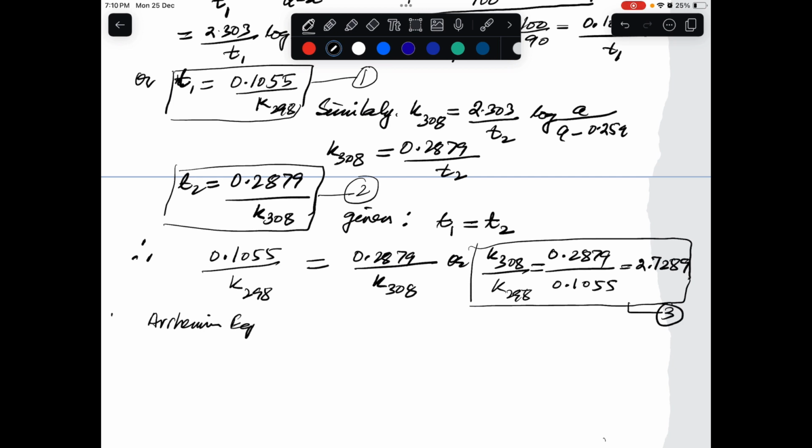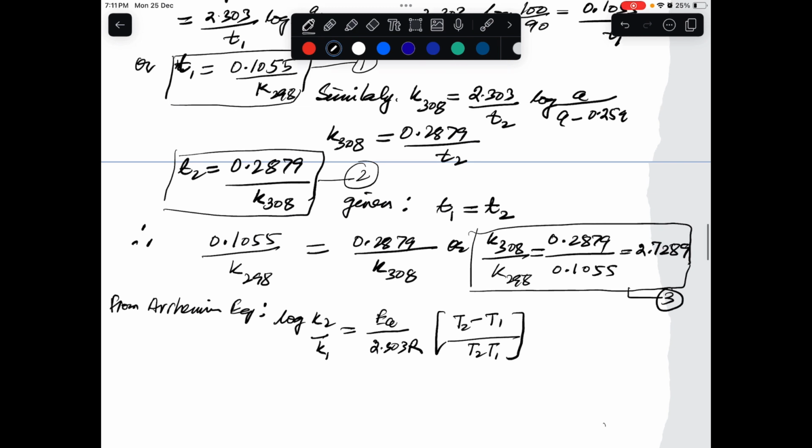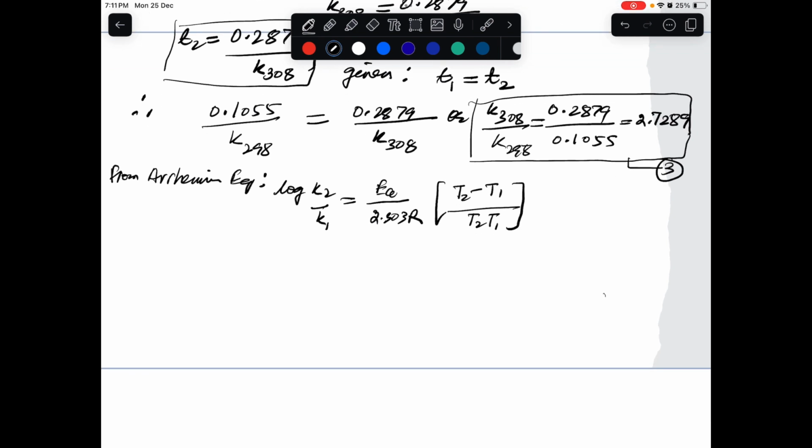From the Arrhenius equation, we can write log of K2 divided by K1 is equal to energy of activation divided by 2.303 R, and then we have T2 minus T1 divided by T2 into T1. This equation we have already derived in the previous question. Now we will compare this equation with equation number 3.